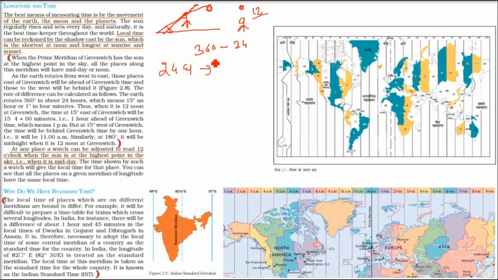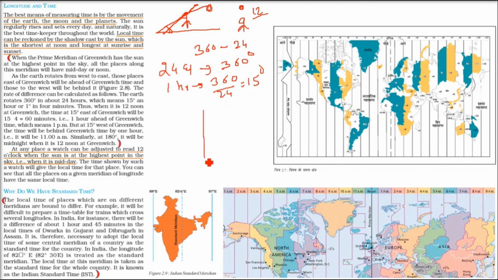In 24 hours, it takes a 360 degree turn. So 24 hours is 360 degrees. So in 1 hour, how many degrees? 360 by 24, which is 15 degrees. So in 1 hour, 15 degrees.